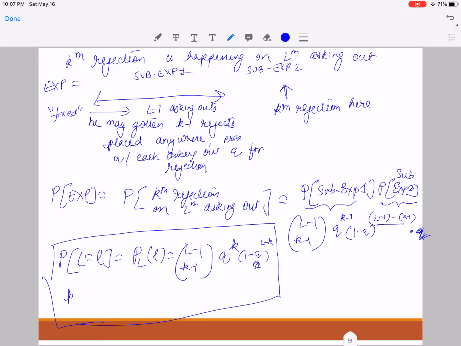And here L is random, my apologies. L can be either K or K plus 1 or K plus 2 and so forth until infinity. It's important for us to understand that the minimum value of L is K, because Leonard has to ask at least K times to get K rejections.